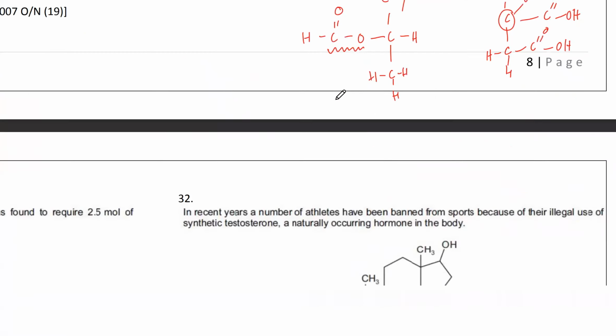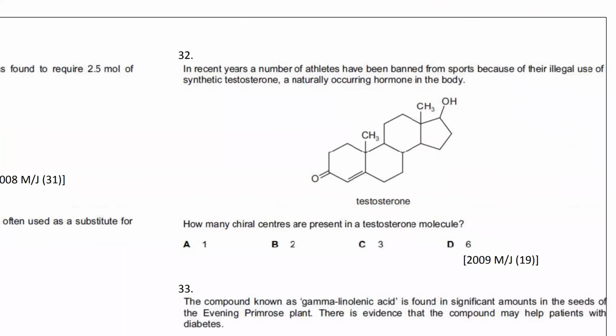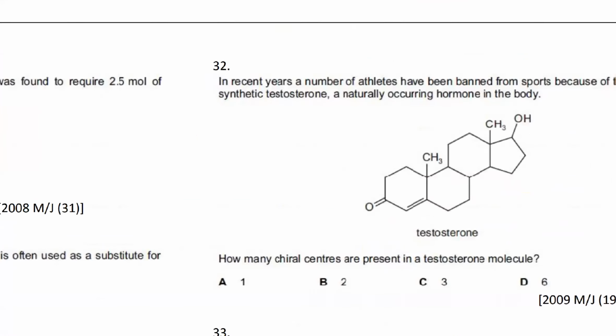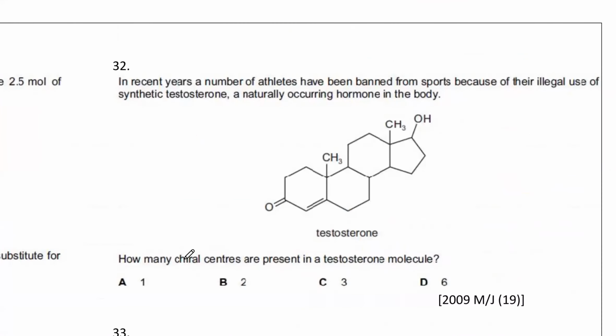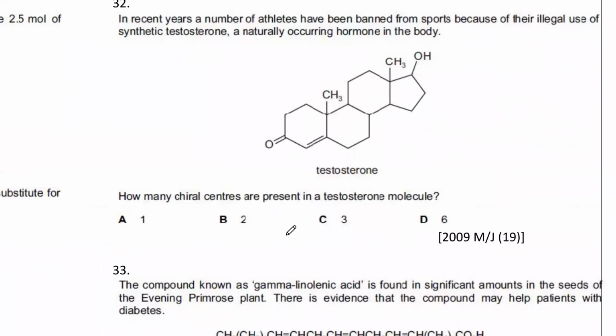Because the next question we're going to do this again. If you look at this question, it asks how many chiral centers. Now this one is difficult because it's a skeletal formula. So make sure you know how to count the hydrogens, because they don't draw hydrogens. These points are your carbon atoms. So how many chiral centers are present in this testosterone molecule?